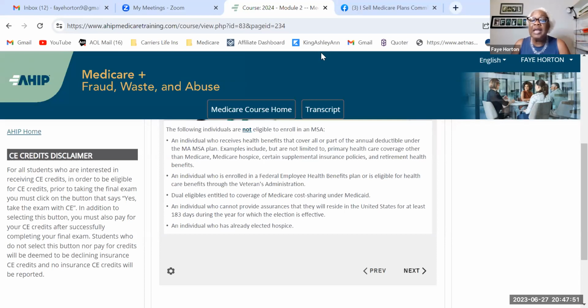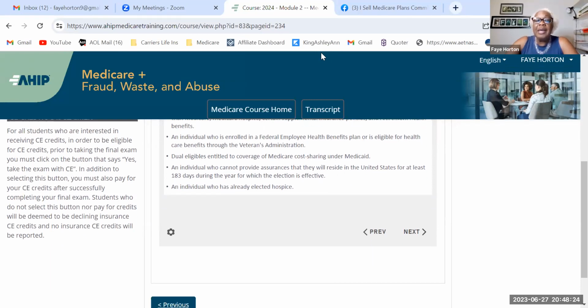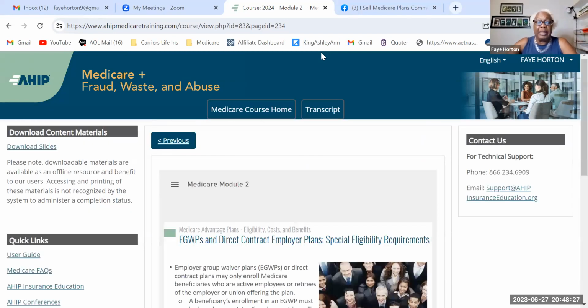Dual eligibles entitled to coverage from Medicare and a cost share through Medicaid are not eligible to enroll in an MSA. An individual who cannot provide assurances that they will reside in the United States for at least 163 days during the current year for which the election is effective cannot enroll in an MSA plan. An individual who has already elected hospice cannot enroll in an MSA plan.